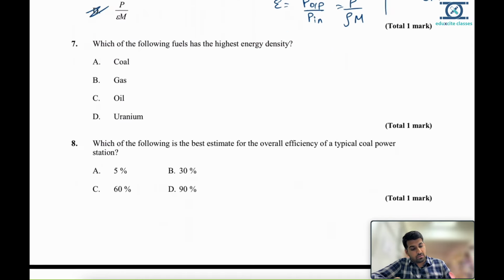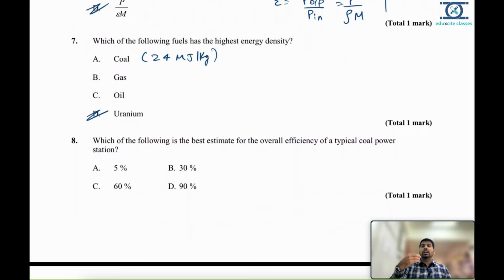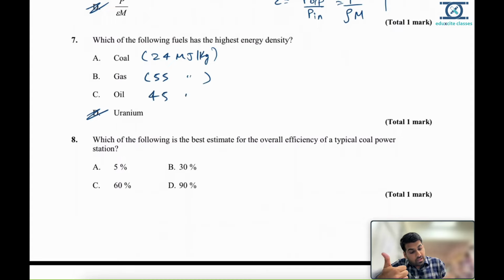Now moving on to the next question. Which of the fuel has the highest energy density? Now again, we know that the highest energy density is nothing but uranium. So no need to mention, but I will give you some data I have researched. Coal is 24 megajoule per kg. So if you are using 1 kg of coal, that can generate an amount of energy equivalent to 24 megajoule. And for gas, it is something around 55 megajoule per kg. And for oil, it is 45 megajoule per kg.